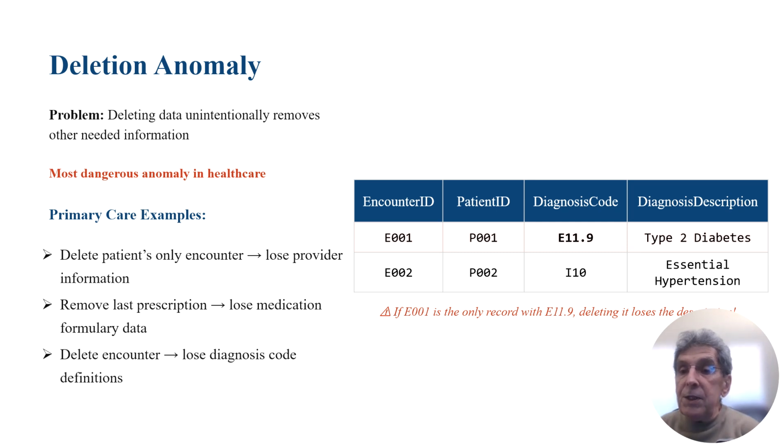Or consider medication data. If the only record containing information about a particular medication gets deleted because a patient withdrew consent, you've lost your formulary data for that drug. The deletion anomaly shows why data about different entities, patients, providers, medications, diagnoses, should be stored in separate tables. Deleting a patient should not affect your provider roster.